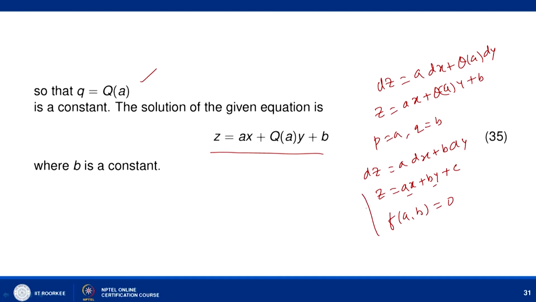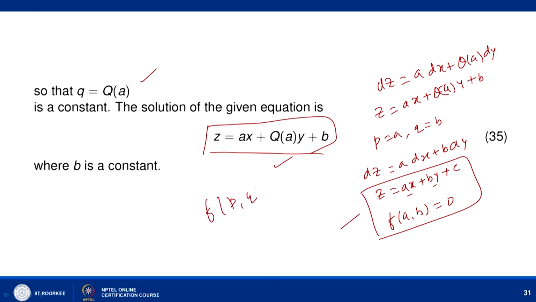So when you write this kind of relation, z equal to ax plus by plus c, then a and b are related by f of a, b equal to 0, or you simply write z equal to ax plus q(a) y plus b. Is it okay? You can use either of these relations. It means that when f of p, q is equal to 0, your PDE is independent of x, y, z. Then you simply assume p as a and q as b, and you can write down your solution as z equal to ax plus q(a) y plus b. Is it okay?